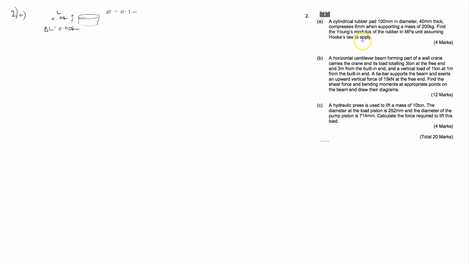When supporting a mass of 200 kilos. So we're generally not interested in masses, so that'll be 200 times 9.81. See question 1 if you want to know why that is. That's how we convert. So 200 times 9.81 is 1962. Which is our force.